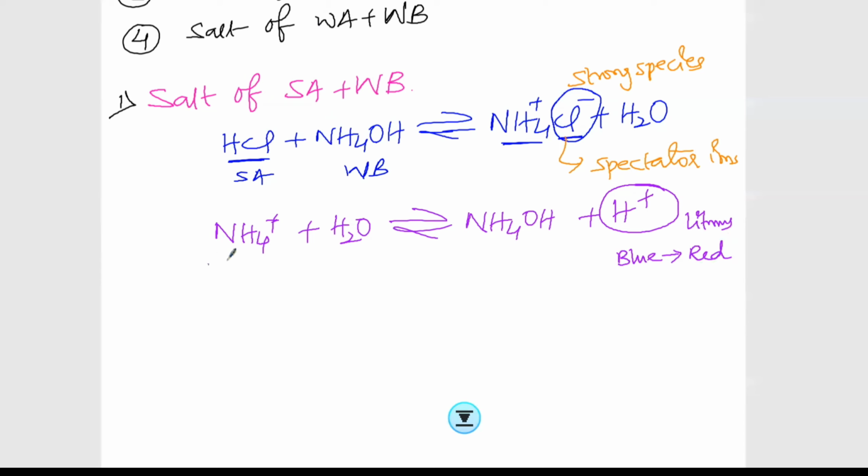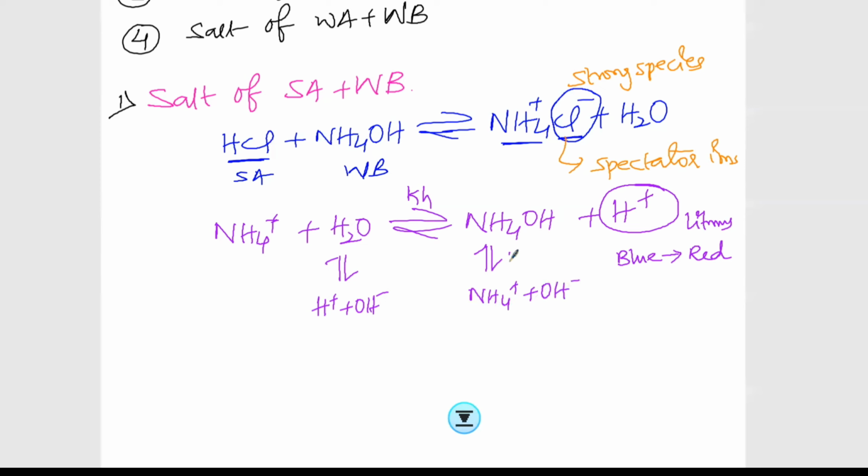Here we are talking about the hydrolysis of this salt. The constant we get here is called the hydrolysis constant, KH. We also have water, H2O, which can undergo self-ionization and form H plus and OH minus. We also have NH4OH, a weak base, which can undergo ionization and form NH4 plus and OH minus.